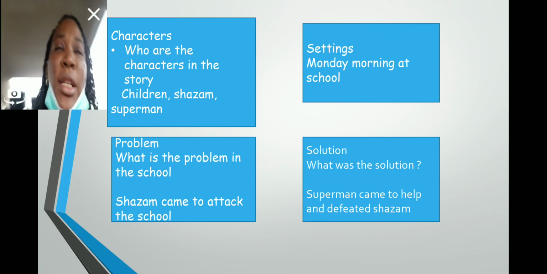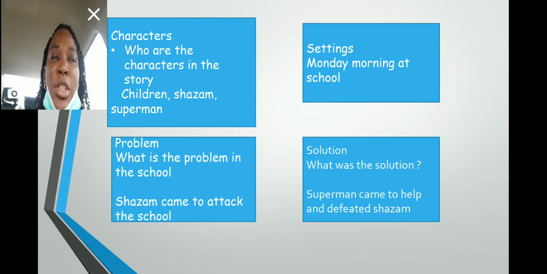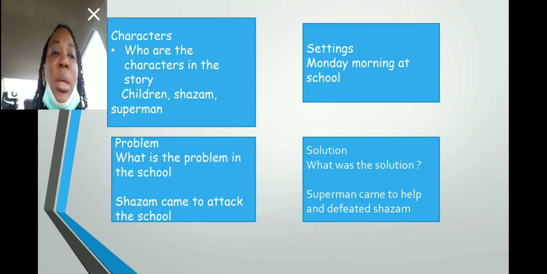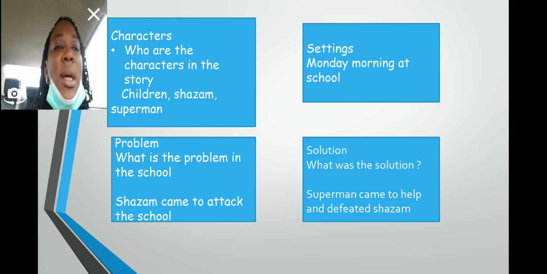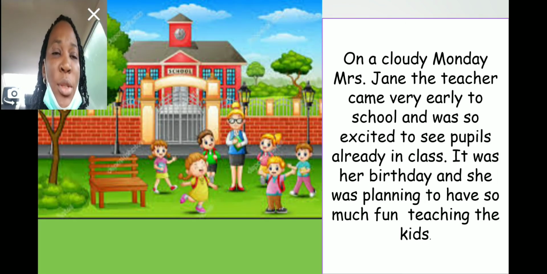Okay, so we are going to look at the short story that was developed for this class. In this story, we have our characters as children, Shazam and Superman. We're going to have our setting as Monday morning at school now, the present time at school. Then the problem is that Shazam came to attack the school. And then the solution is that Superman came and defeated Shazam, okay? So let's look at the story.